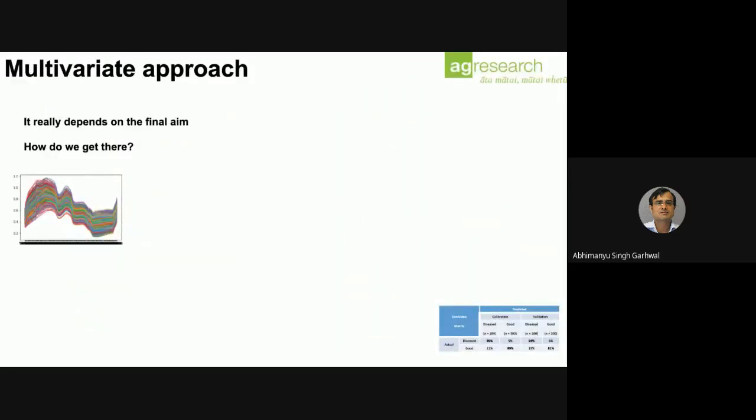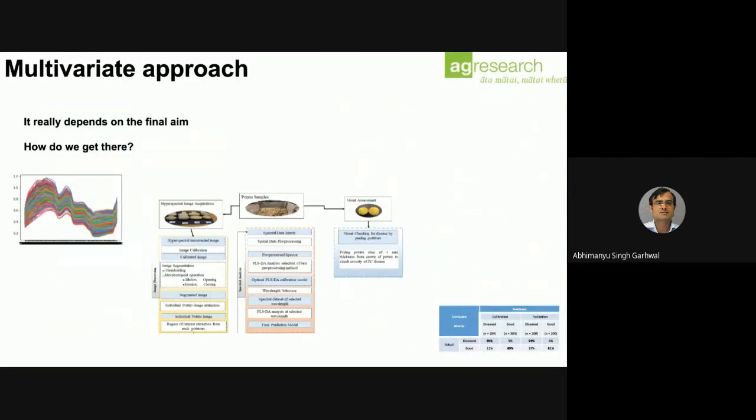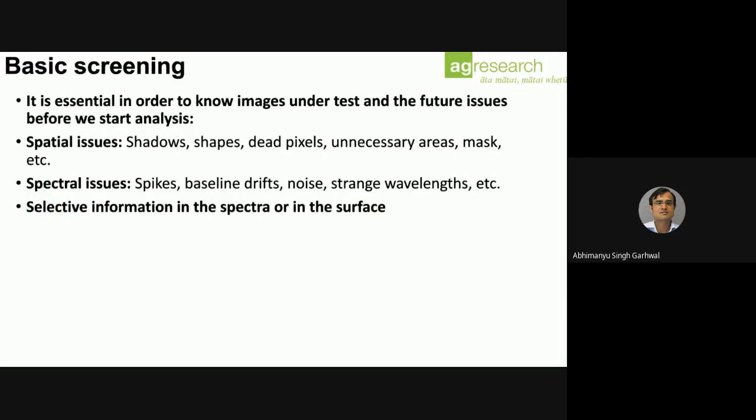So now we have this spectral information and we need the results from it. For this, from this step to this step, we need a methodology, and that's the methodology that we developed to get the results. So before we start working, we have to know the images under test and what the issues are before we start analysis.